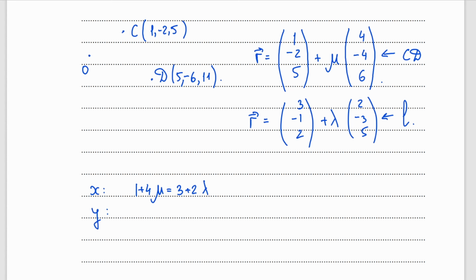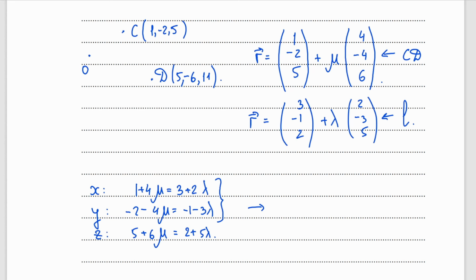The y-coordinate is minus 2 minus 4 mu equals minus 1 minus 3 lambda. And for the z-coordinate, we got 5 plus 6 mu equals 2 plus 5 lambda. Now we know that the two lines intersect for sure, so I will only consider the first two equations.